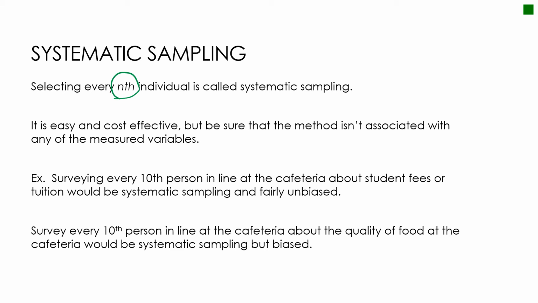So surveying every 10th person in line at the cafeteria about student fees or tuition would be a good way to use systematic sampling. If I instead surveyed every 10th person in line at the cafeteria about the quality of food at the cafeteria, that would be biased because, again, people are in line at the cafeteria. They probably don't think the food is too bad or they wouldn't be there.